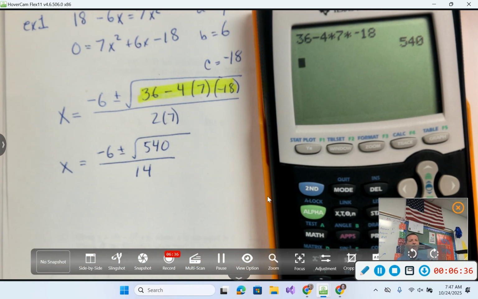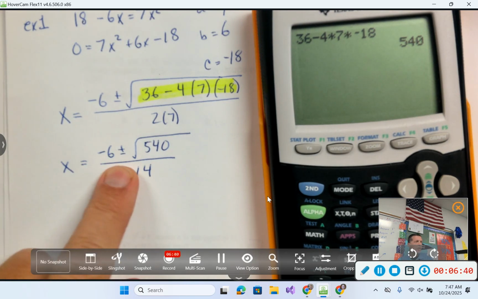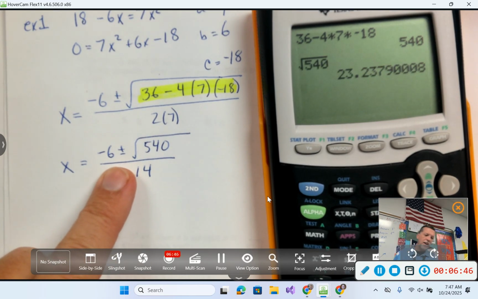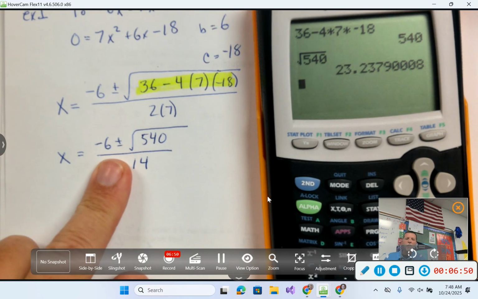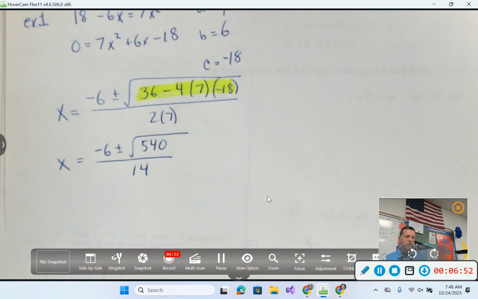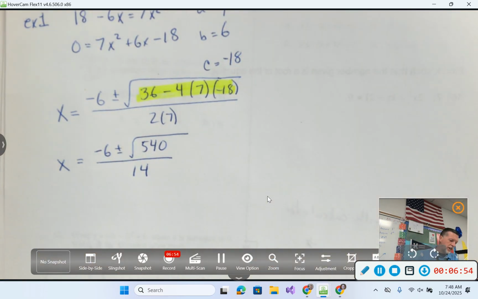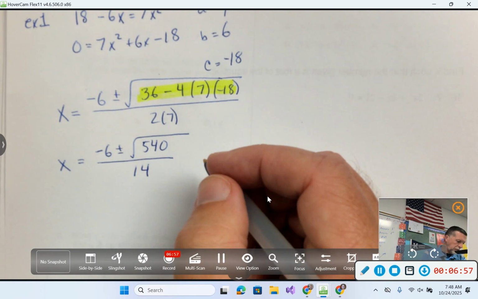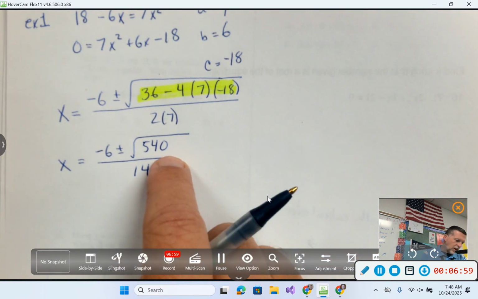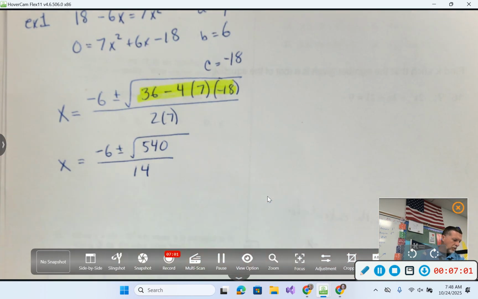Again, don't put that whole thing in the calculator for a couple of reasons. One is there's not a plus or minus button. You would have to do those separately. Another is the square root of 540 is some ugly decimal that we don't want to mess with. So use the calculator, but use it wisely. Don't just shove everything in the calculator and trust whatever it tells you. Okay, so I've got to figure out how to mess with 540.